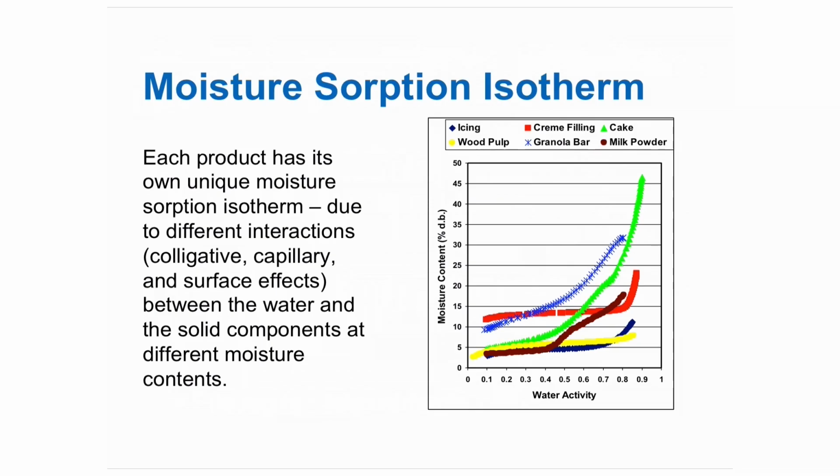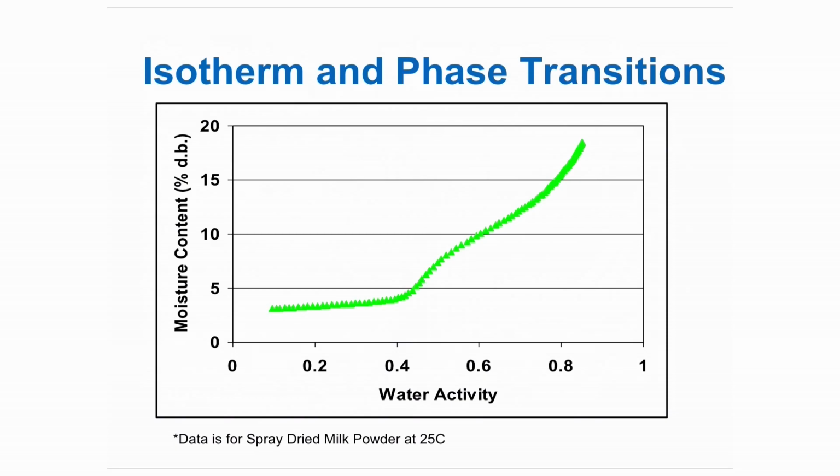You can see pictured in the figure shown here on the right, these are different types of products, anything from wood pulp up to a cream filling to milk powder. And notice how the shape of the isotherm is very different for each type of material. That shape is dictated by the chemical properties of the matrix and how many water binding sites are present in the matrix. And notice also that it's not a linear one-to-one relationship, and in fact the shape of it will change for most types of products depending on the water activity range that you're investigating.